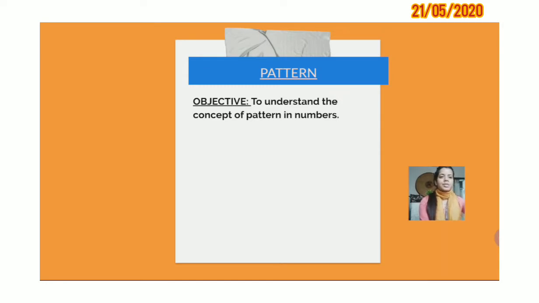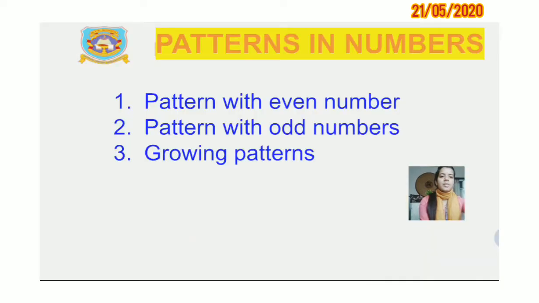Alright, so dear children, we have seen that patterns are formed by repeating shapes in a particular way. Similarly, we can repeat the numbers and create patterns. Alright, so each number pattern follows a rule. Okay, now dear children, patterns in odd and even numbers are the easiest patterns that we usually come across.